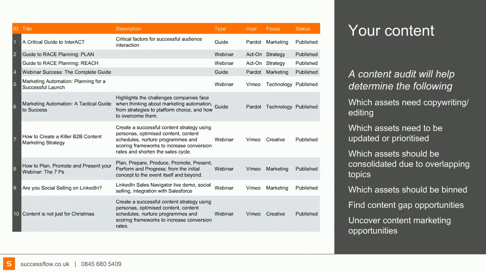It could be within your marketing automation platform. What area does it focus on? We've got four key focuses around marketing: strategy, creative, and technology. So we need to know what it relates to, because ultimately we want to know which persona it's working through, and what state is it in? Is it in a state that can be used and published?